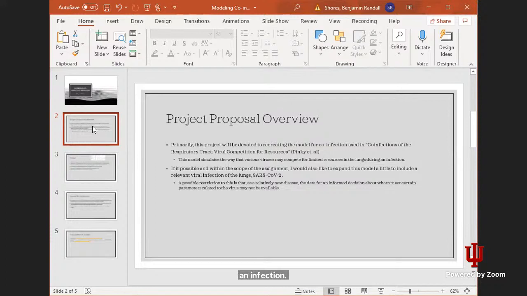And I also wanted to add, because I didn't know if this was okay or not, and within the scope of the assignment, I would also like to expand the model a little to include the relevant viral infection of lungs, COVID. I don't actually know right now if that would be possible because it's still a relatively new disease. I don't know if the data is out there to be able to fill in all of the needed parameters for a simulation of COVID within the lungs.